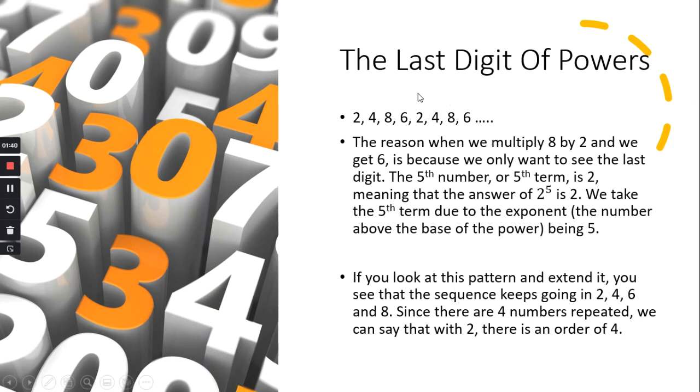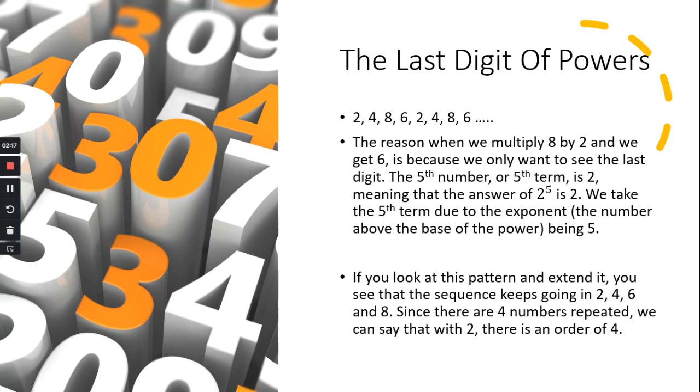And the fifth number, or the fifth term, is 2, meaning that the answer for 2 to the power 5 is 2. It is 32, but the last digit is 2. We take the fifth term, the exponent, the number above the base of the power, being 5. But if you look at this pattern, you can see the pattern 2, 4, 8, 6, right? Since there are 4 numbers repeated in this pattern, 2, 4, 8, and 6, we can say that with 2, there is an order of 4.